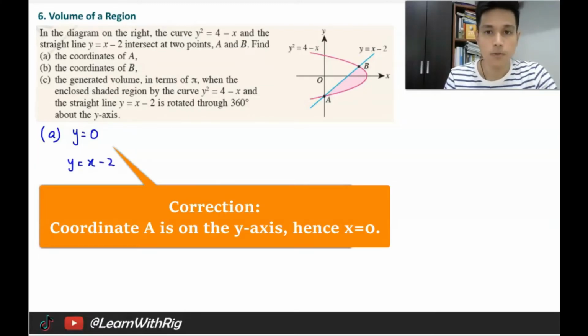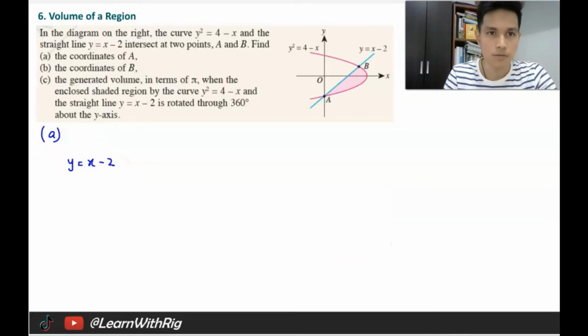So it's on the y-axis, so x is equal to 0. Okay, I made a mistake here. Not y equals 0, x equals 0. So y will be equal to -2. Once you find y equals -2, you know the value. So the coordinate A is (0, -2). So this is your coordinate A.